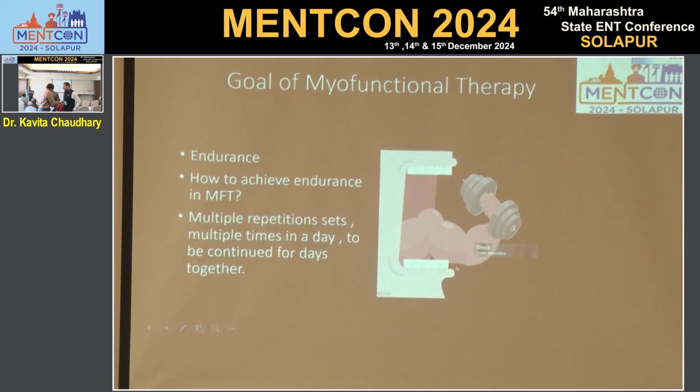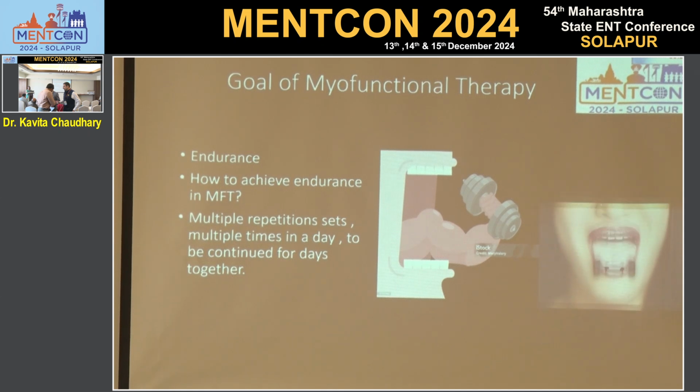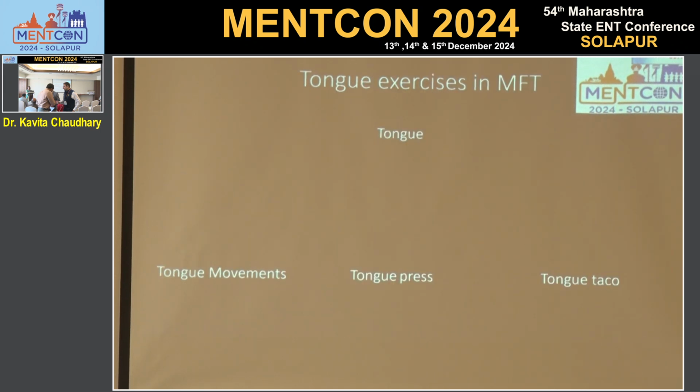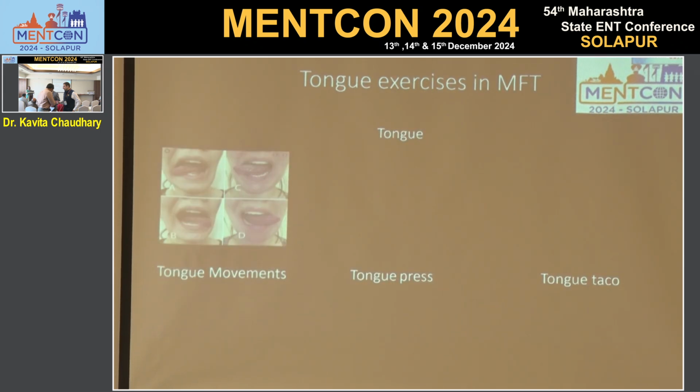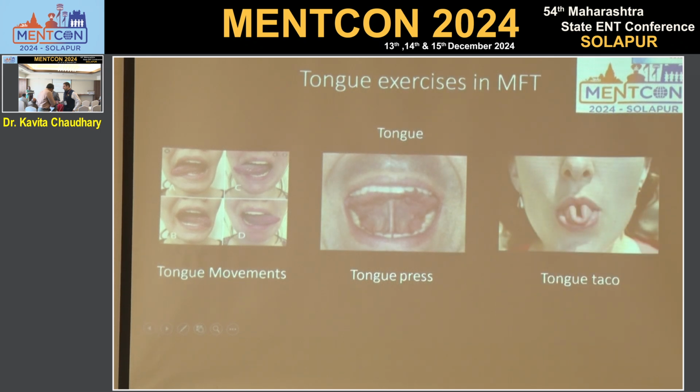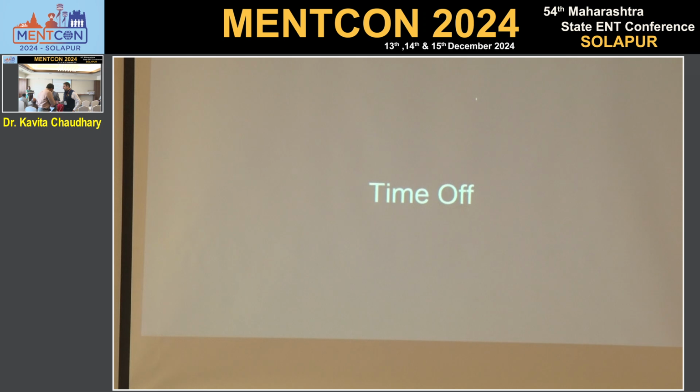We don't want bulkiness in the muscle. We don't want to make the muscle strong, but we want to make the muscles lean, thin and slim, so that they go on and on like a Duracell battery. There are certain exercises which we can do. I'm just going to enumerate them: the tongue positions, different tongue movements, then tongue presses against the hard palate, tongue tacos. This needs to be repeated again and again.